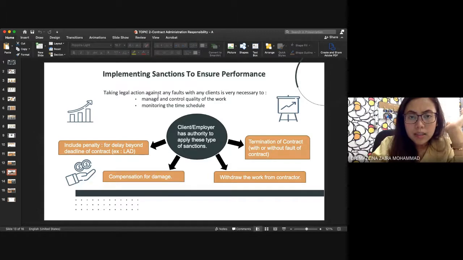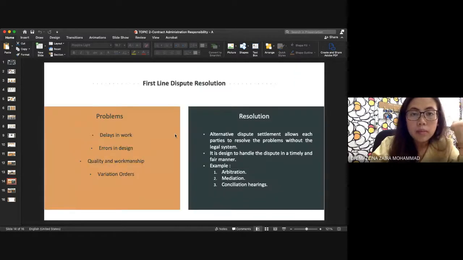If you can see here, manage and control the quality of the work. Okay, monitoring the time schedule is helpful. So they have to implement this.